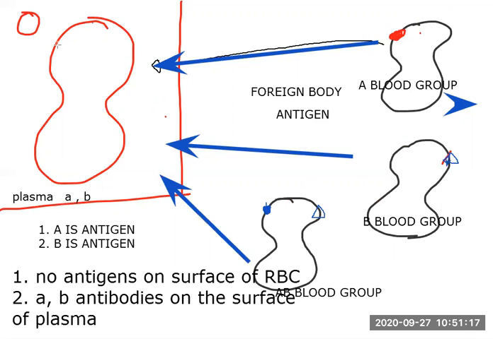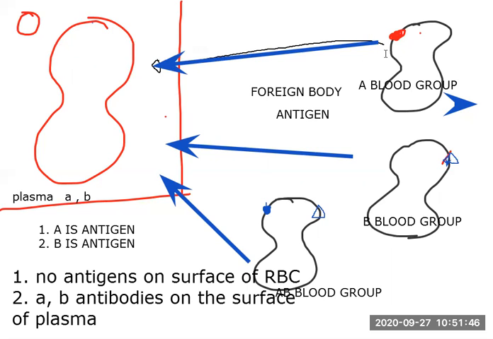O blood group. What do they have on an RBC? What is there on the RBC? No antigen. On the surface of RBC in O blood group, what is present? No antigens on the surface of RBC. There is no antigen. Very good.